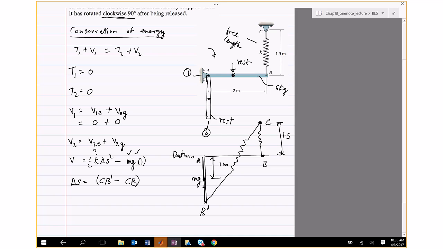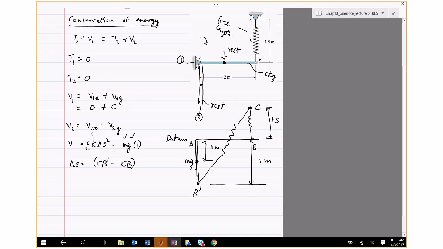Okay, CB is 1.5. We just have to find CB prime. So let's do some trigonometry. Do we know this? We know this is 2 meters, right? Because that's going to be the length of the bar, 2 meters. What else do we know? How can we find CB prime?